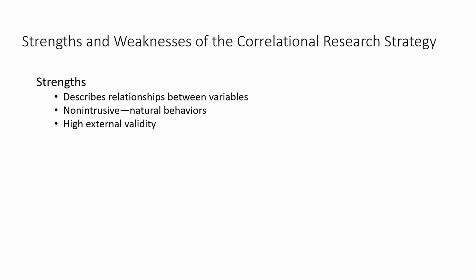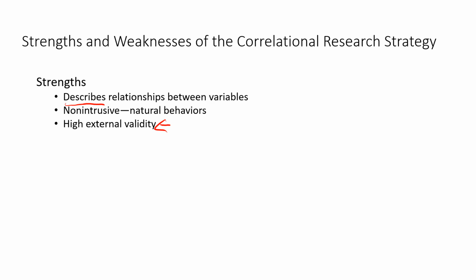So this gets us to the strengths and weaknesses of the correlational research strategy. First, the strengths: it helps describe the relationship between variables. It's really good at describing a relationship. It's very non-intrusive. You can study natural behaviors. You can record people in their natural habitat. You can do surveys. You can do all of these different things. And it has very high external validity.